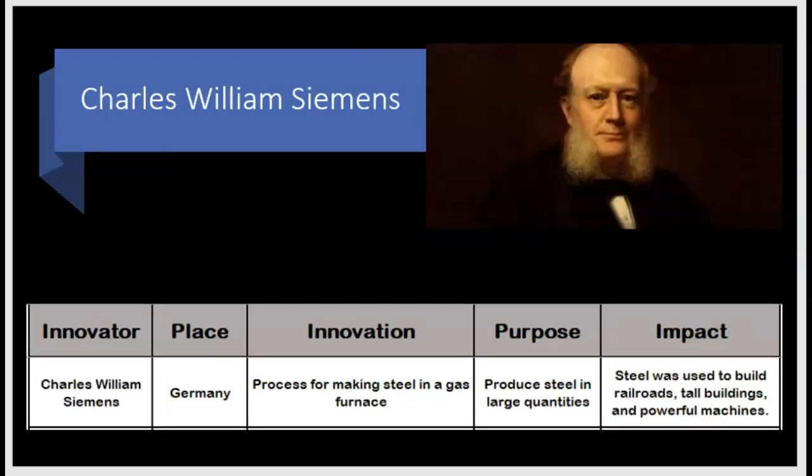Charles William Siemens. His innovation was that he made a process for making steel in a gas furnace. The purpose was to produce steel in large quantities, and the impact he had was that steel was used to build railroads, tall buildings, and powerful machines.